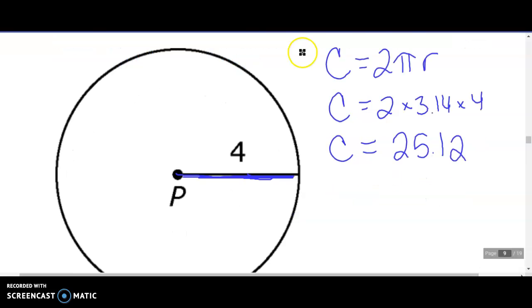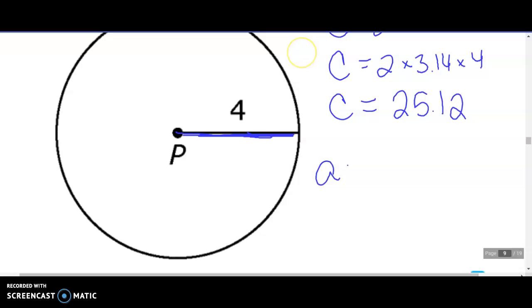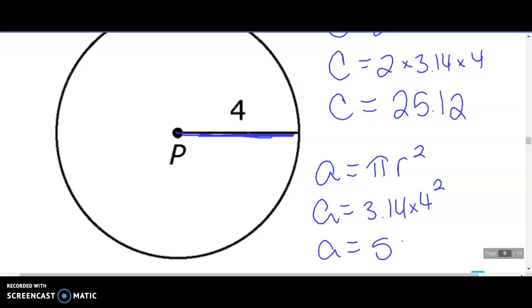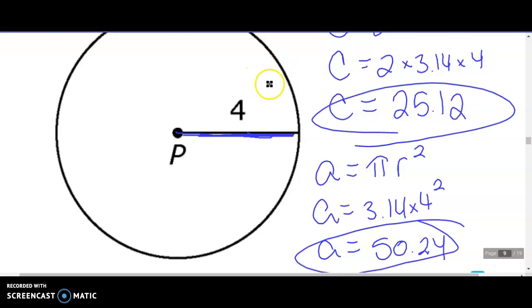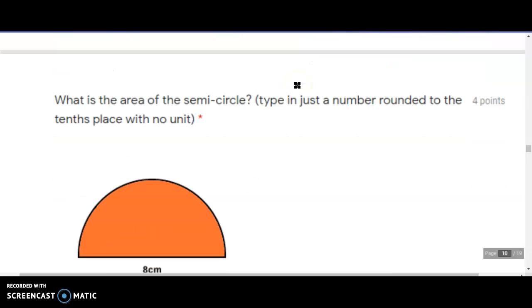25.12. Then for area, we're going to use the formula area equals pi r squared. So area equals 3.14 times 4 squared. 4 squared is 16. 16 times 3.14 is 50.24. And then there's your answer for that question. You'd have to write both of those in there.